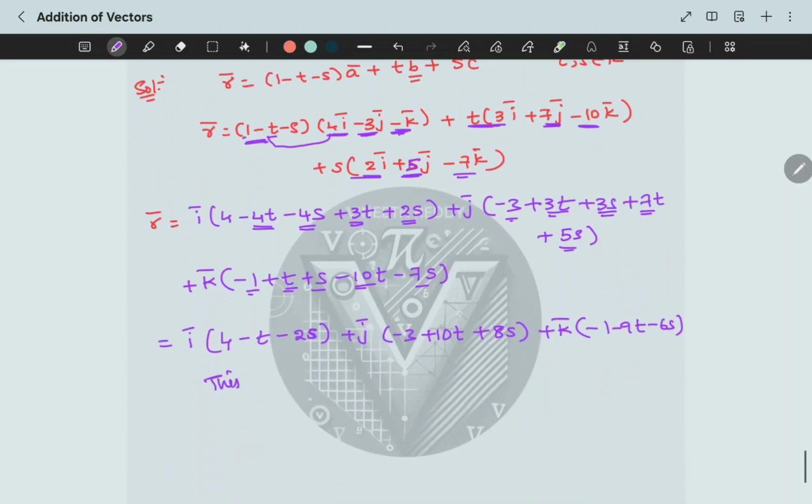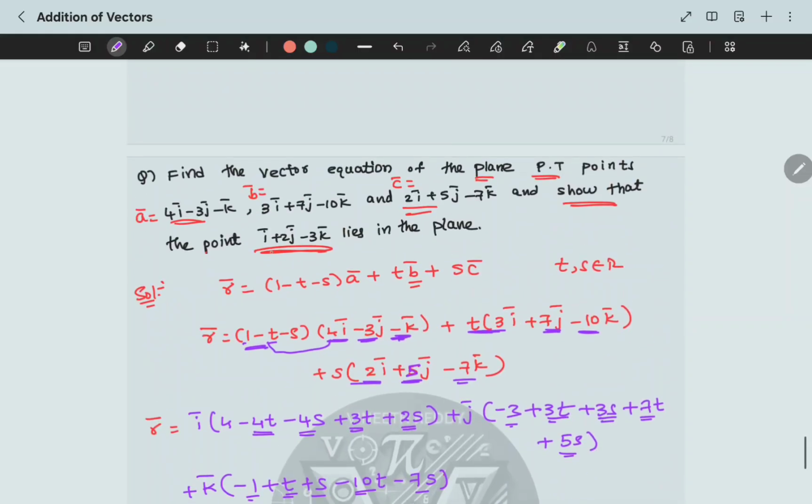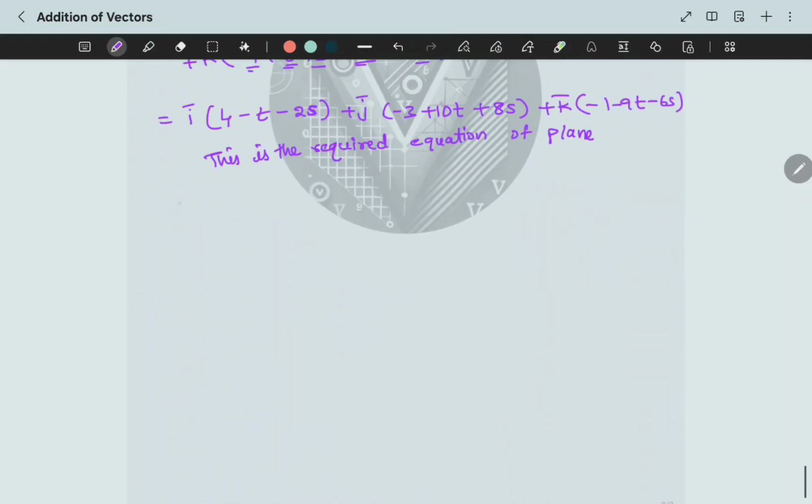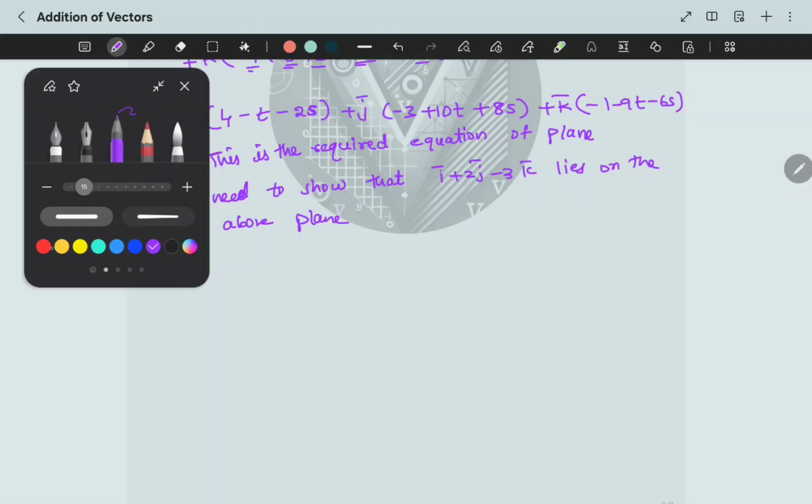This is the required equation of plane. Okay, now we need to show that this point i plus 2j minus 3k lies in the plane. That means we need to show that i cap plus 2j cap minus 3k cap lies on the above plane. So dear students, think carefully.